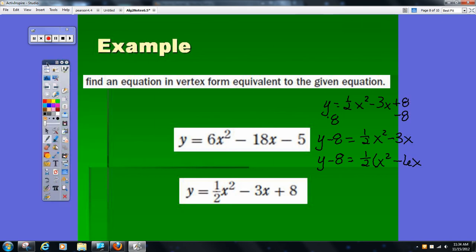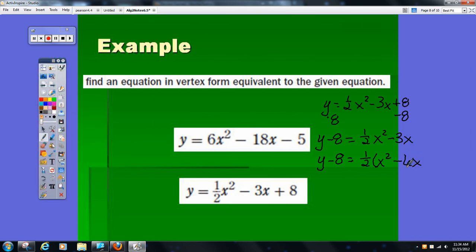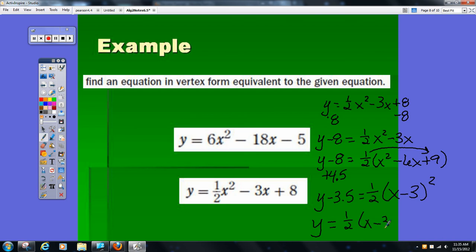Let me move this over here. Half of 6 is 3. 3 squared is 9. But am I really adding 9 here? No, I'm adding half of 9, which is 4.5. That's what I really added to that side. So -8 plus 4.5. Y minus 3.5 equals 1/2 times x, what was it when I halved it? Minus 3 quantity squared. You can get y all the way by itself if you want. This math stuff is optional, guys. And then you can see what you're doing.